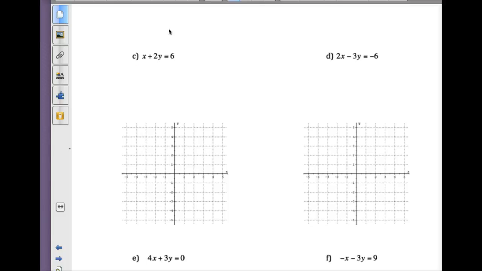Rothstein, first step. Subtract x from both sides. Guys, everybody, subtract x from both sides. Show your work. X minus x, boom, cancels. That's what we're doing. We're getting y by itself. We're putting it in slope-intercept form.